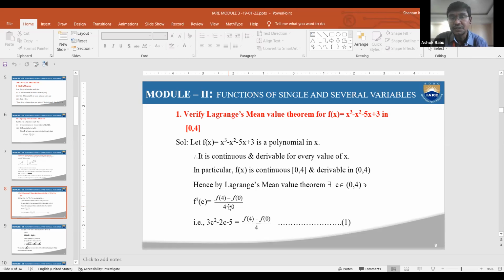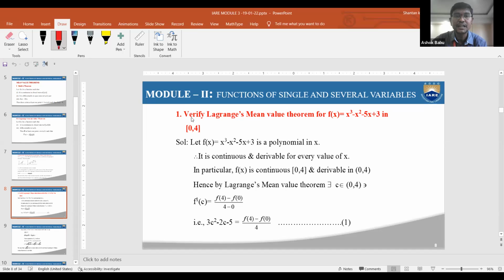Now you need to find, same as previously, that f of a is not equal to f of b, and only then find f dash of c is equal to f of b minus f of a by b minus a. Here a is clearly given as 0 and b is 4. Therefore, with the help of 0, 4, the formula f dash of c is equal to f of b minus f of a by b minus a.